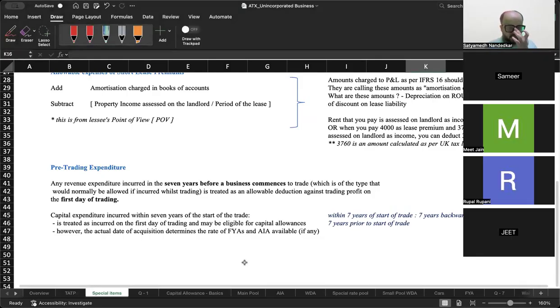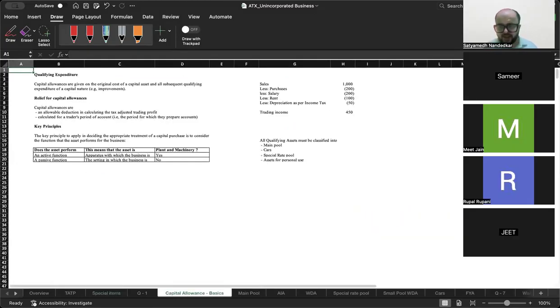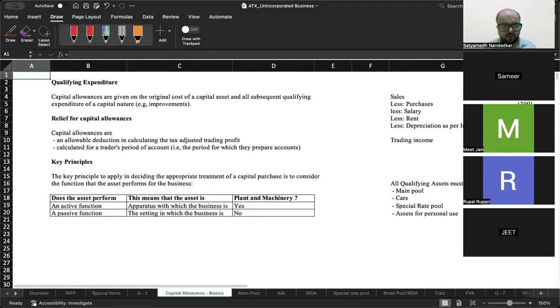Okay. So pre-trading expenditure: revenue expenditure incurred in the 7 years before the commencement of business is allowed, and capital expenditure incurred within 7 years of the start of the trade is also allowed, and you can claim AIA, FYA on day one. Now, how exactly are capital allowances calculated?